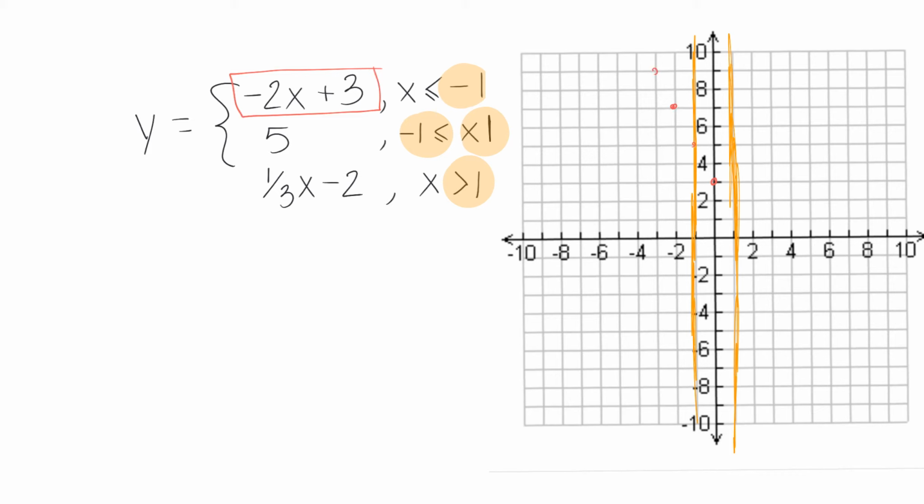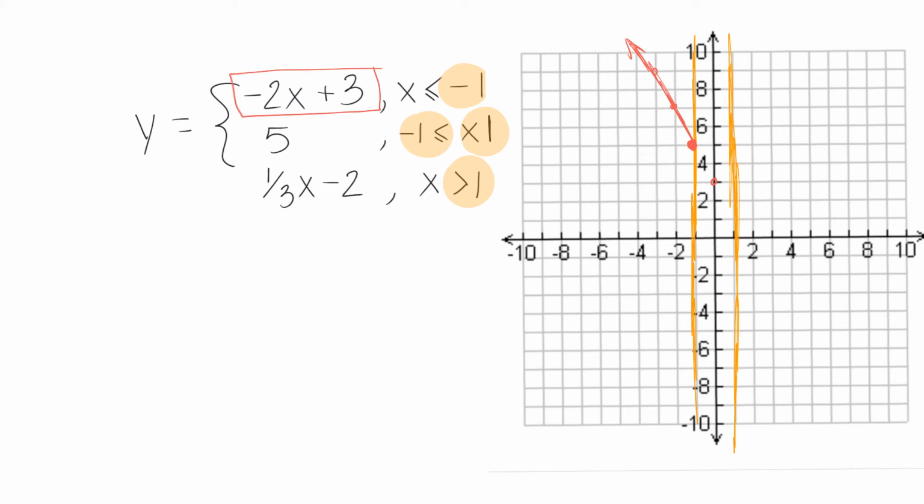Okay, so remember, it only is happening when x is less than -1. So I'm only going to connect these right here. I'm not going to keep going past my yellow line. And it says or equal to, so I'm going to make sure I make that a solid line.